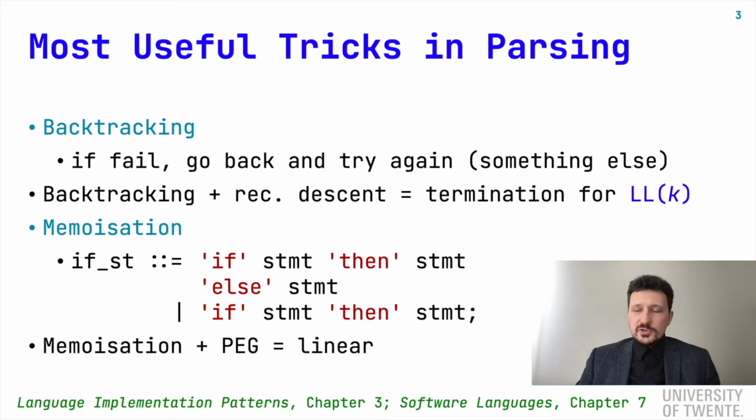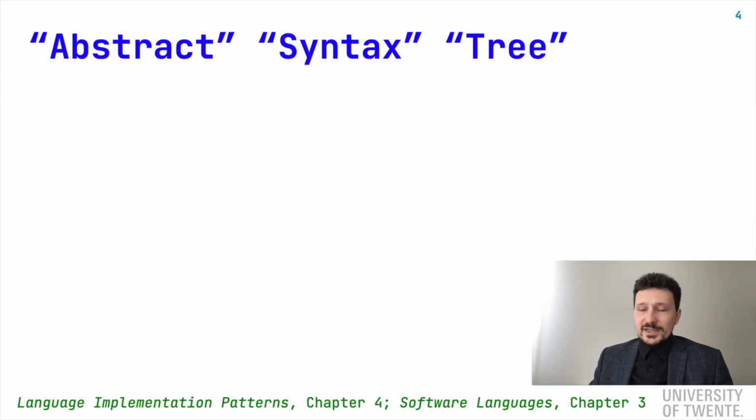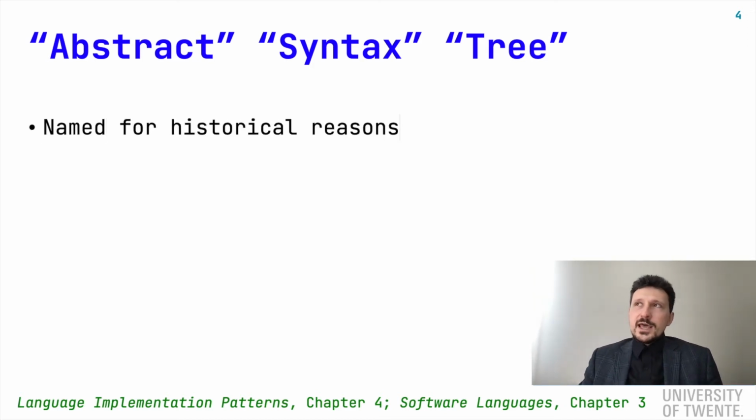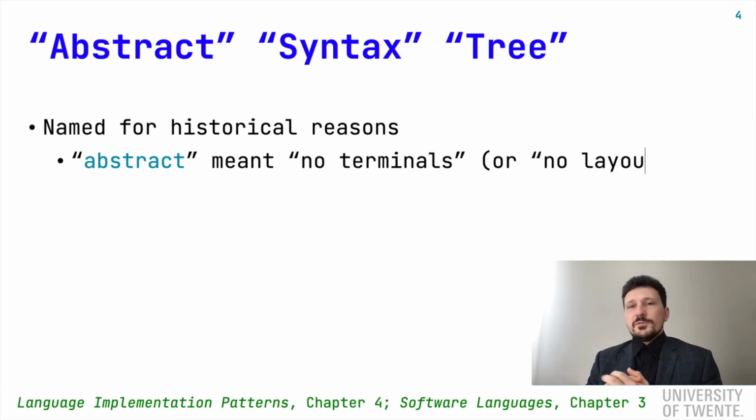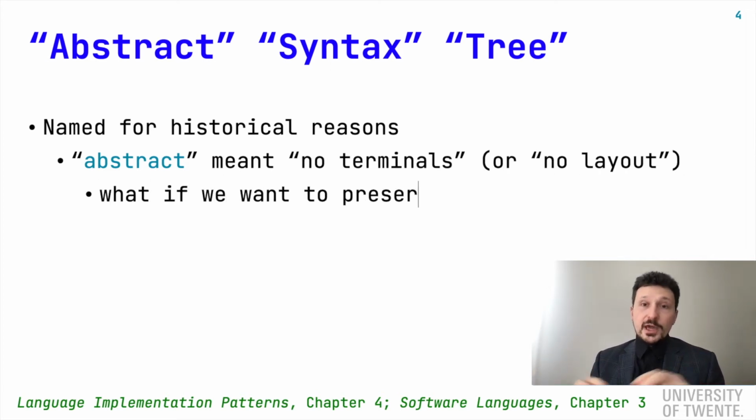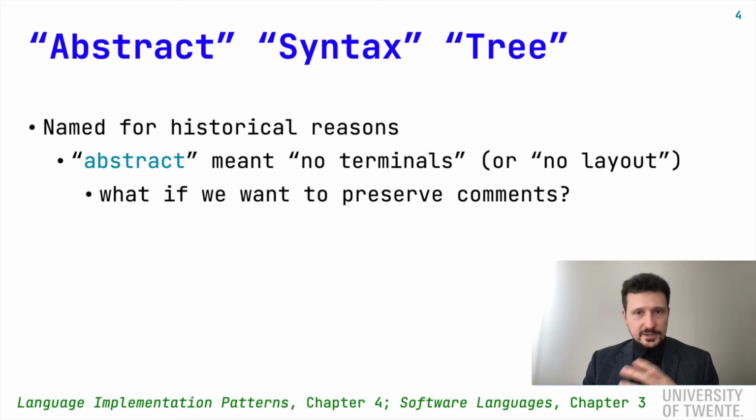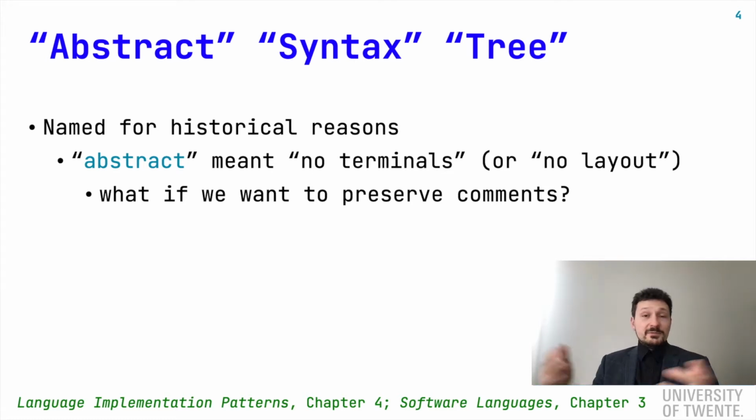The next pattern or set of patterns that we will consider is about the abstract syntax tree. The name is there for historical reasons. The fact that it's abstract used to refer to the fact that it didn't have layout right there in the tree, or sometimes no terminals at all, depending on your definition. But what if we want to do some refactoring based on that abstract syntax tree, right? Then we do need to preserve comments there. We don't generate comments when we are refactoring, well, probably not. But we want to preserve the comments that are already there because they are valuable pieces of documentation, right?